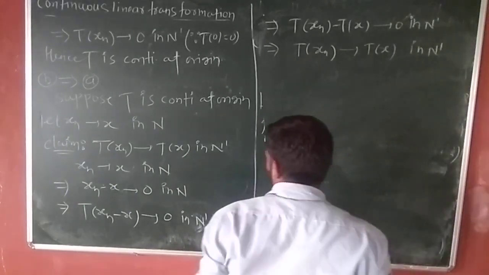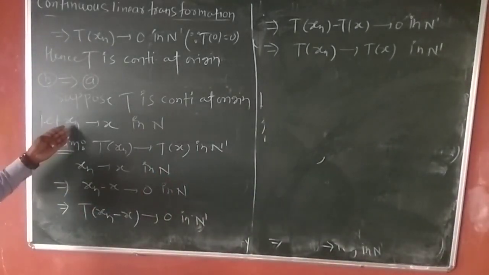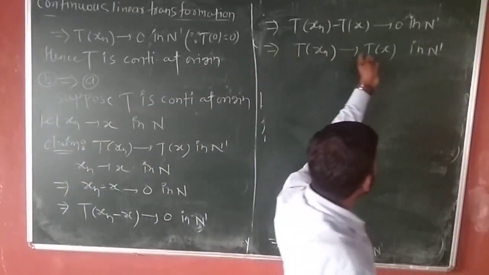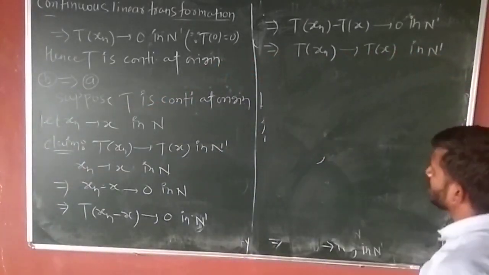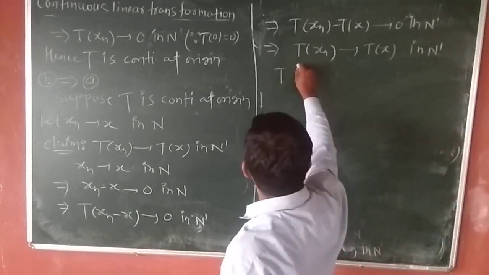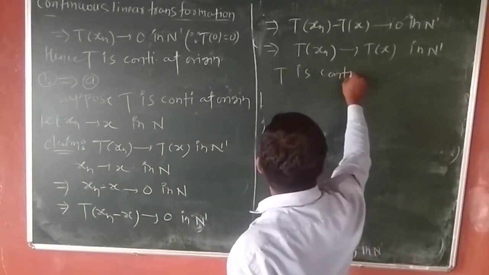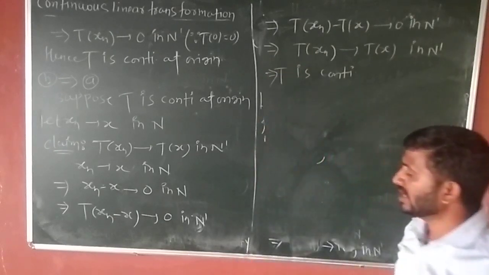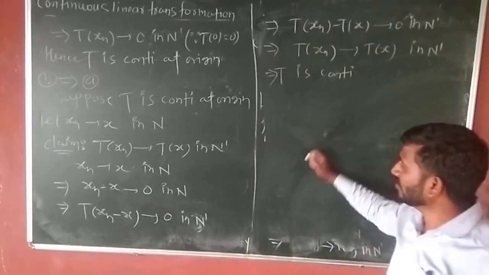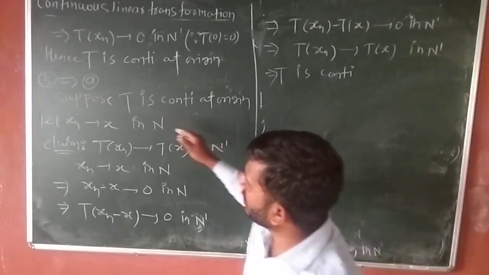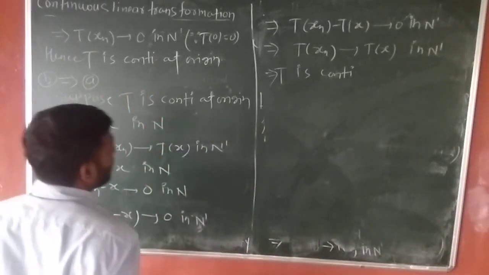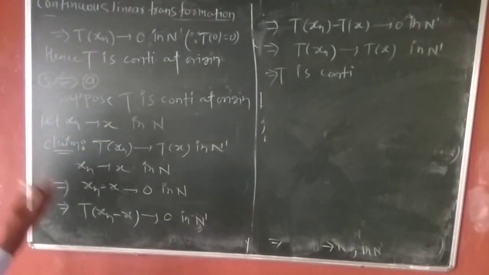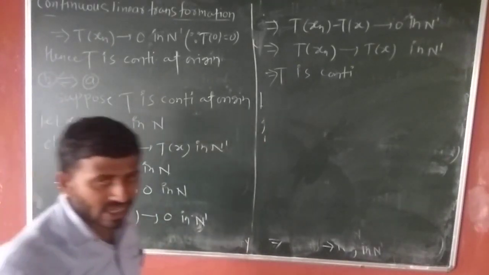Hence, what we considered here is x_n tends to x in N, and we get T of x_n tends to T of x. That means T is continuous. Hence we get B implies A. That means both statements imply each other, that means both statements are equivalent.